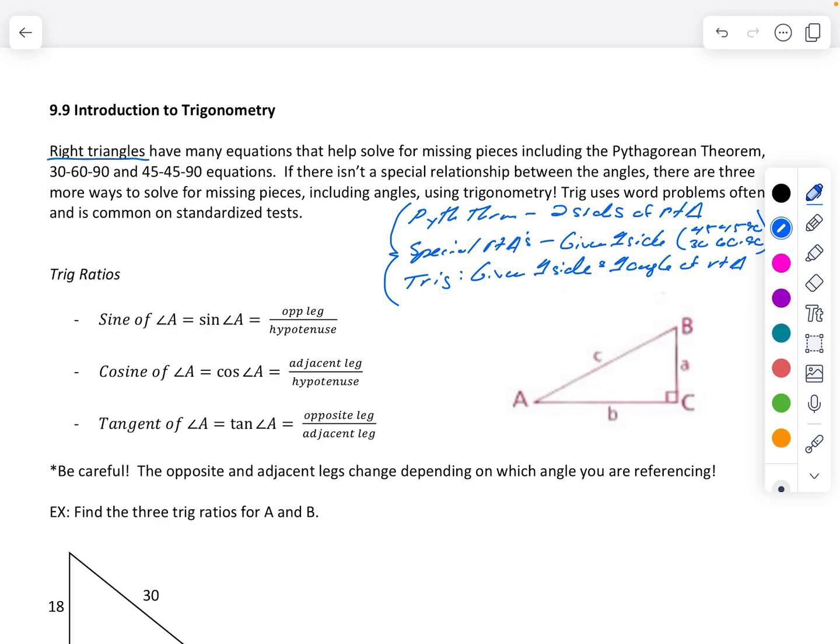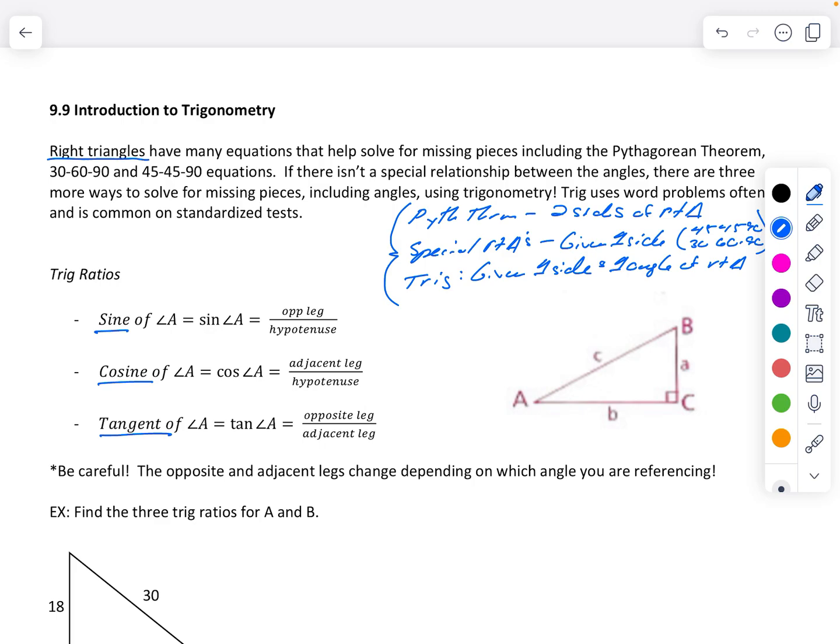Now, we already know that right triangles have a special relationship between the sides. And so for any right triangle, just like the 30, 60, 90, or the 45, 45, 90, there are special ratios between the sides given specific angles. And so these ratios we call sine, cosine, and tangent. And we've defined those ratios.